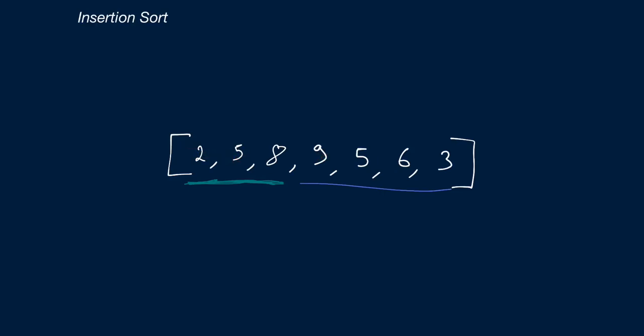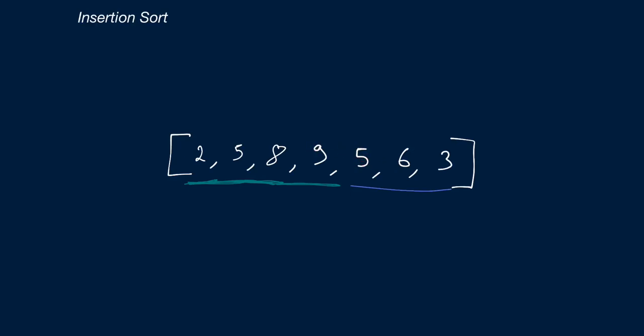Now we go to this 9. Let's insert 9 into 2, 5, and 8. Compare it first to 8. Is 9 less than 8? No, it's not. So 9 is actually in its correct position. We know that 2, 5, and 8 are already sorted, right? So if 9 is greater than 8, which it is, then we just don't have to move 9. So here we can just extend the sorted list again. All right, awesome. Now we move on to 5.